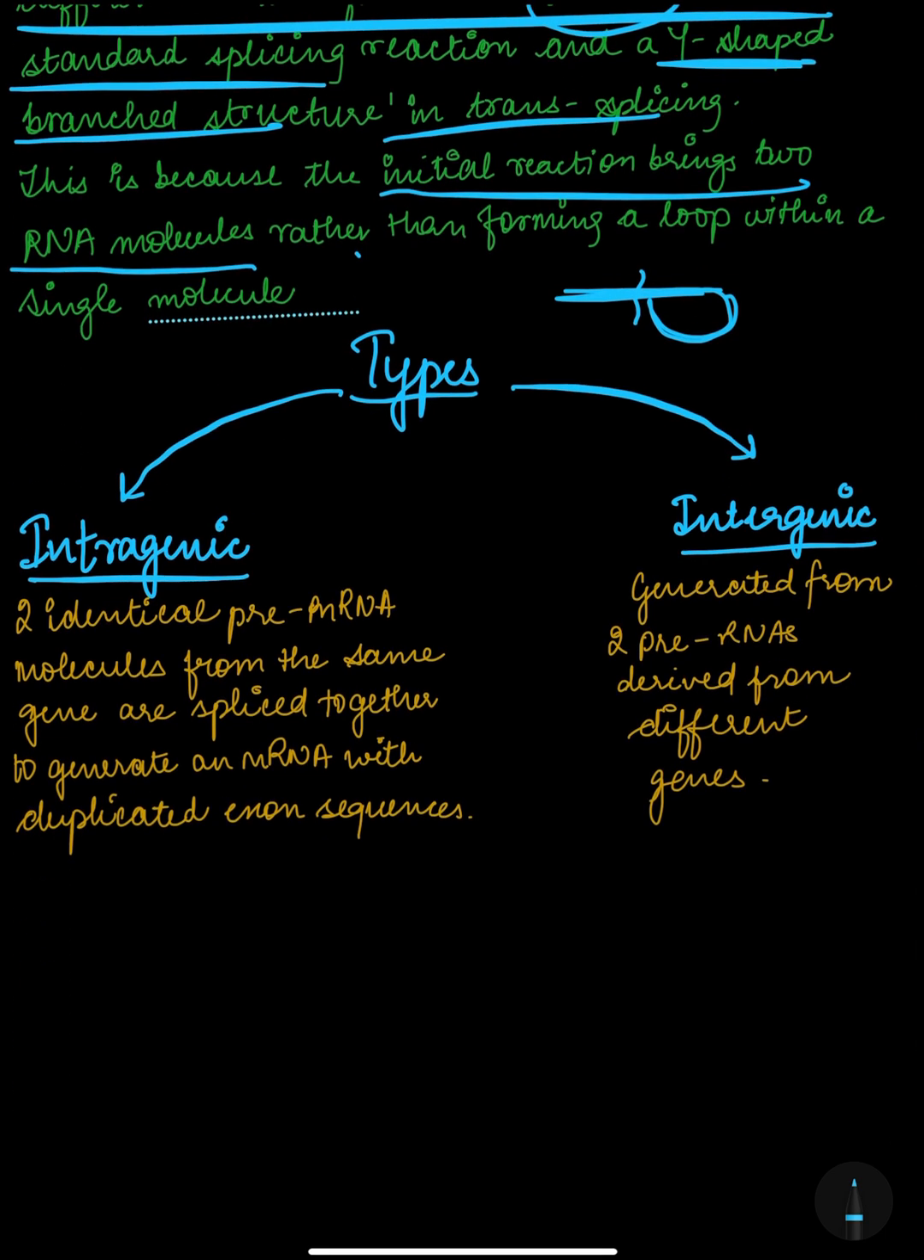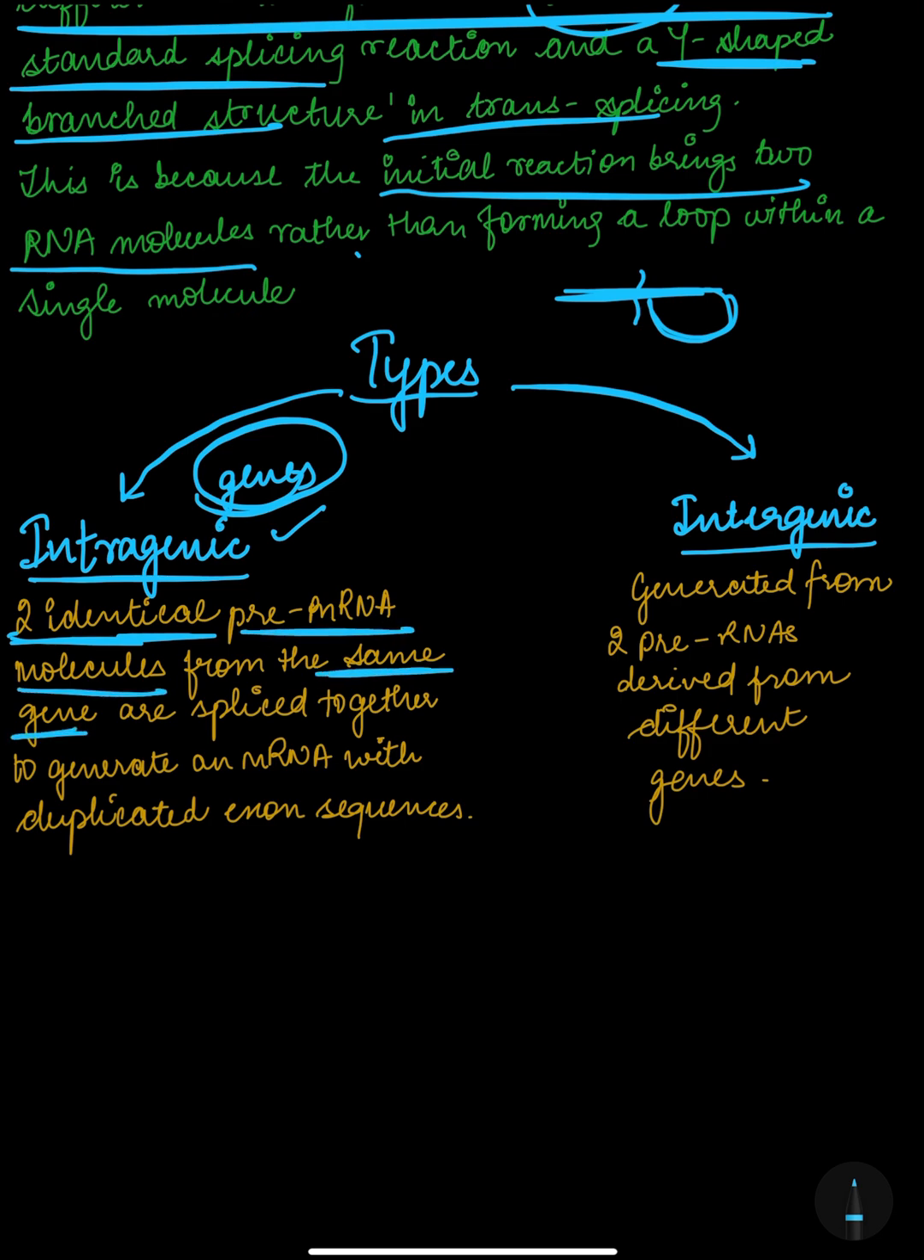There are two types of trans-splicing, intragenic and intergenic, right? Intragenic, intra means within. Okay, so intragenic means within the genes. Genic means genes. So two identical pre-mRNA molecules from the same gene. From within the gene, there is a single gene.